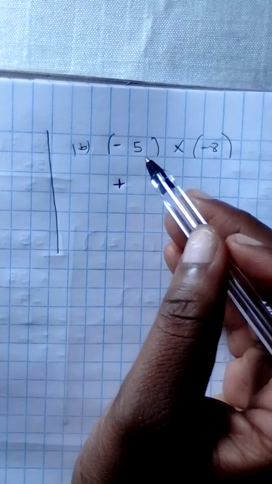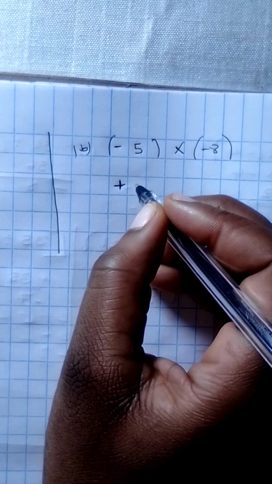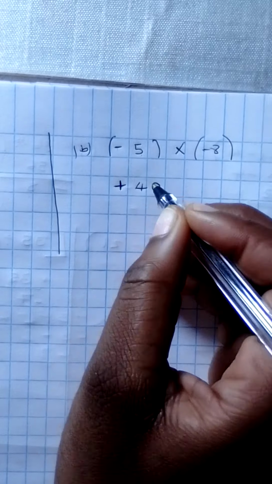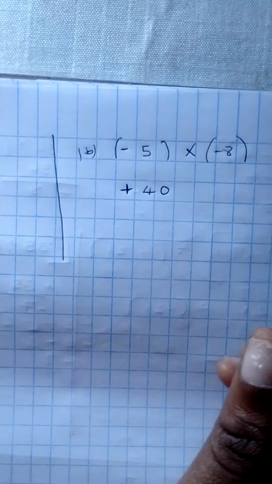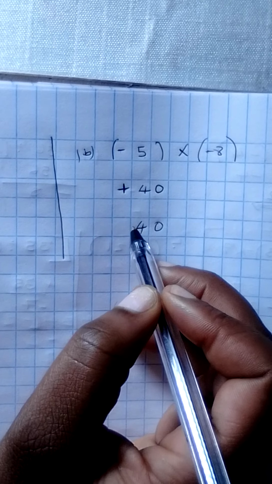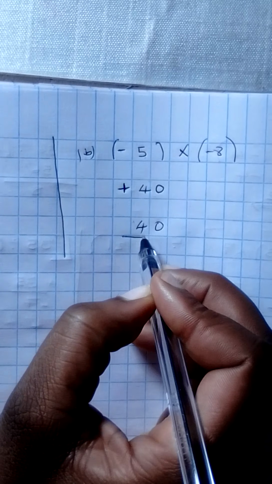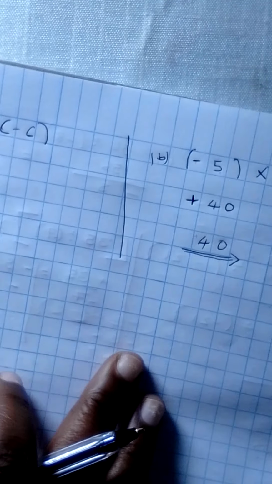Then we multiply 5 by 8, which is 40. So our answer is plus 40. We can't write plus 40. We're going to write 40, because I said to you there is a silent plus here. So we put it like this. This is our final answer for B.